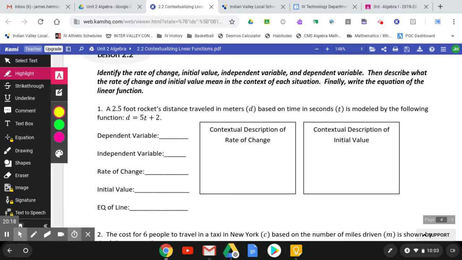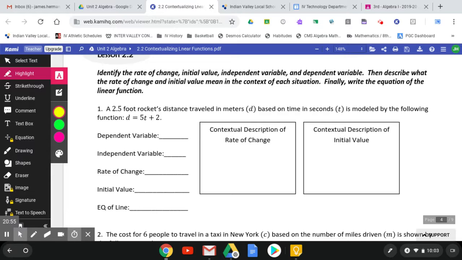We're going to be looking at it in three ways. We're going to have an equation, a graph, and a situation. Can we find those four parts in each one of them, and then figure out what they're talking about? I like the context. So let's look at question number 1. We need to identify those four parts and then describe them in the situation. A 2.5-foot rocket's distance traveled in meters, d, based on the time in seconds, is modeled by the following function.